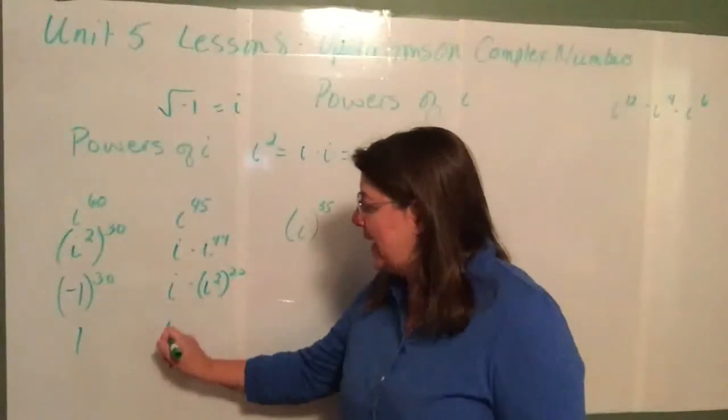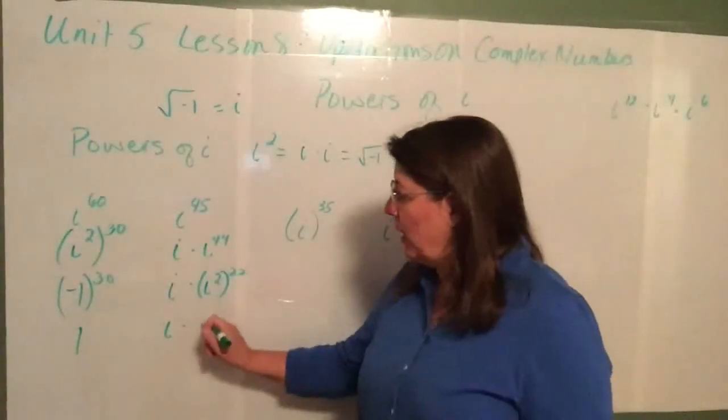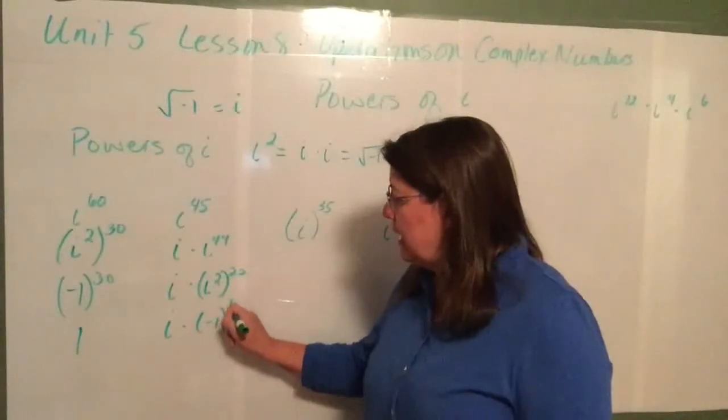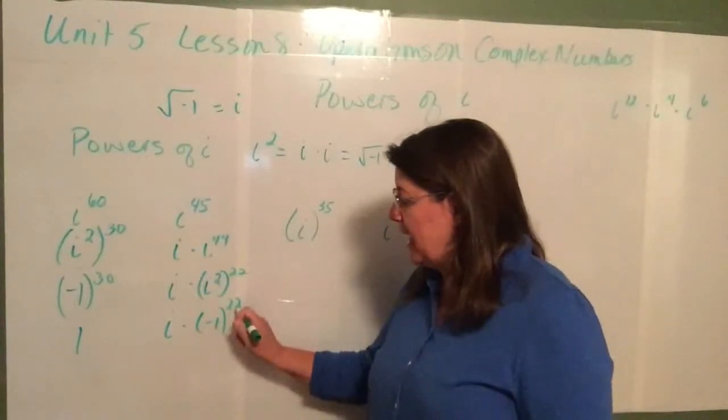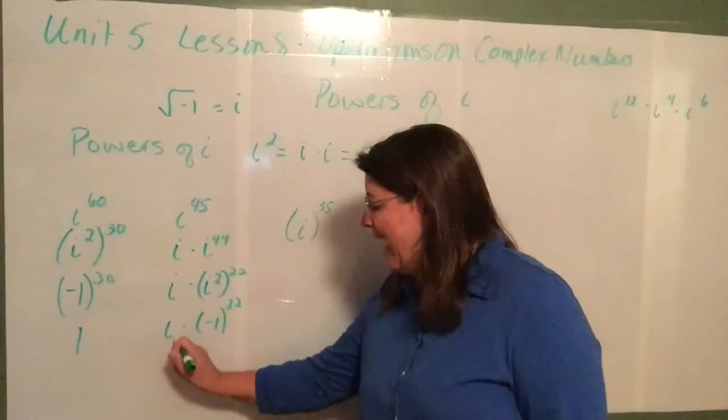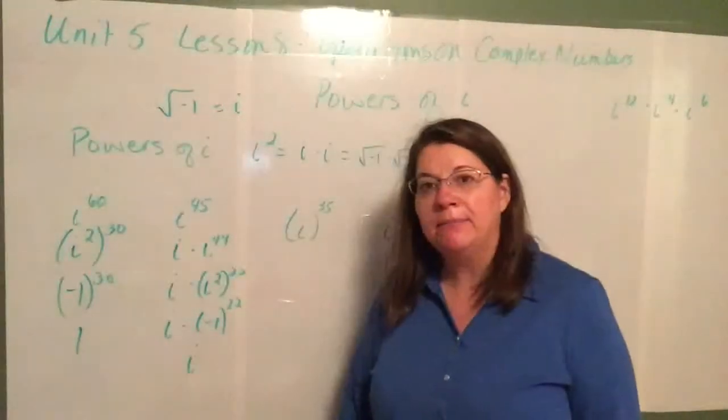So then we have i times i squared. i squared is -1, and -1 to an even power would just be 1. So that's i times 1, or i.